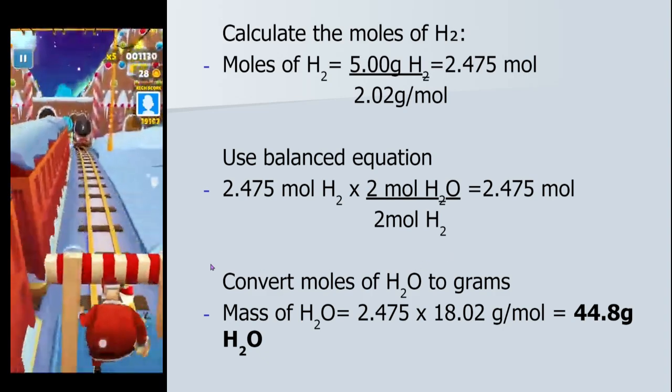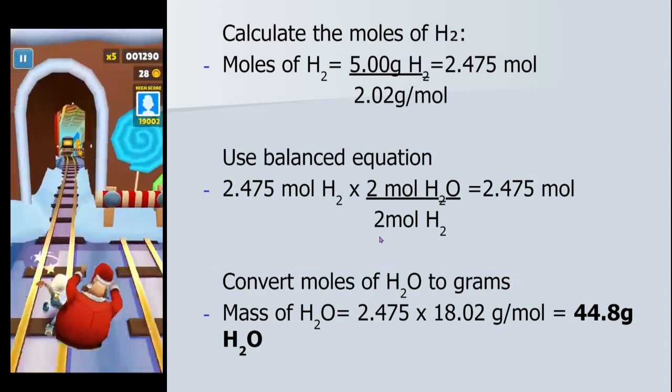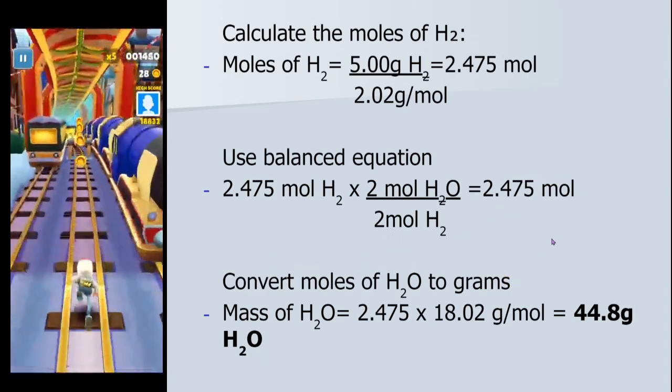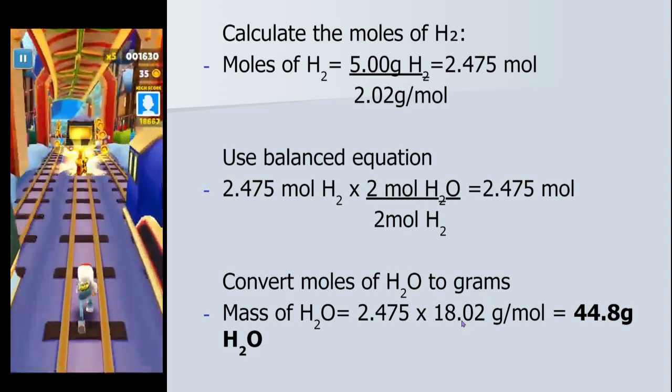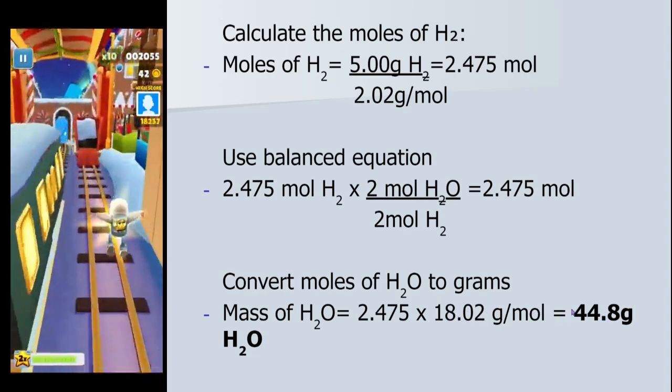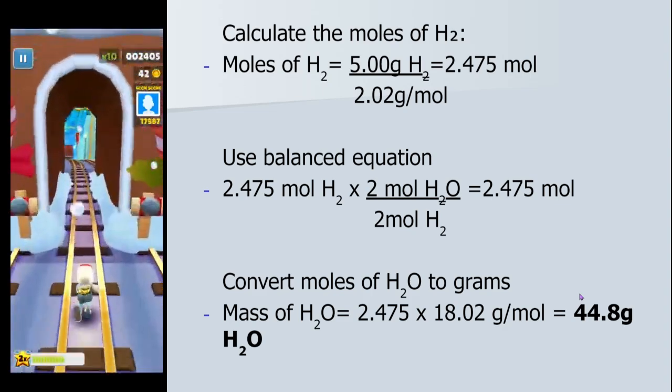And lastly, we will need to convert H2O to grams. So we will get the number of moles we got and multiply it by the molar mass of water. This will get us 44.8 grams of H2O.